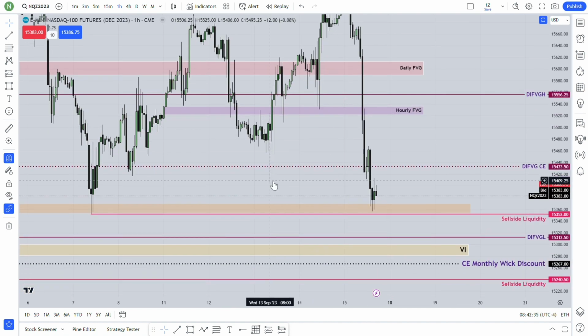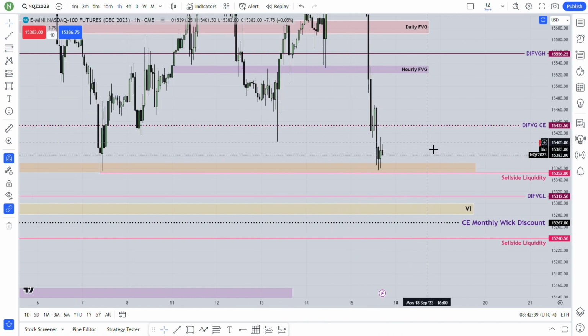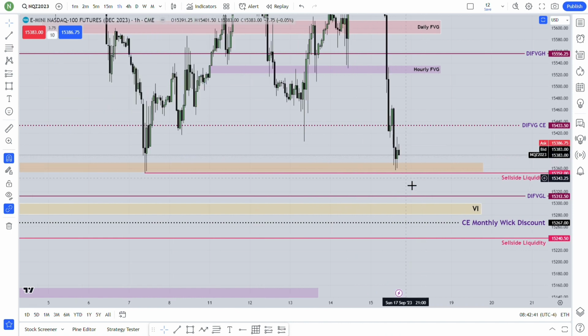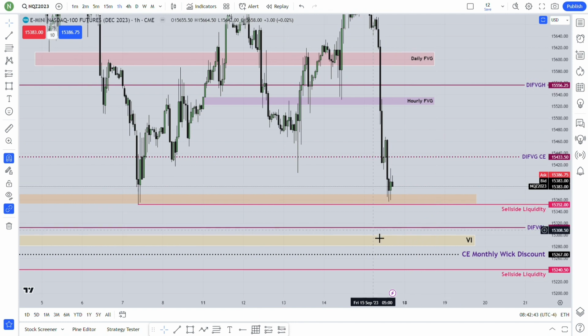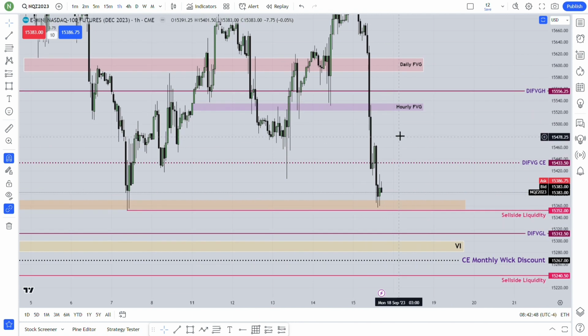Also, if you mark this one as a market structure shift, it is also a market structure shift, and now it's trading over here. I really want to keep this open, and before trading here, it should go somewhere to this upper level, and it can go to this gap as well.